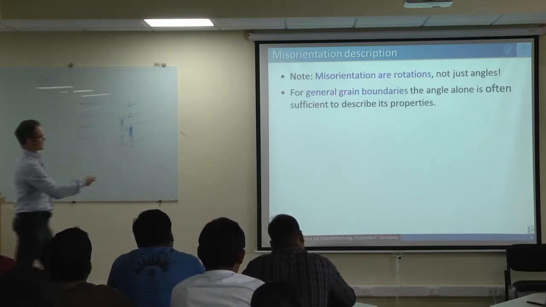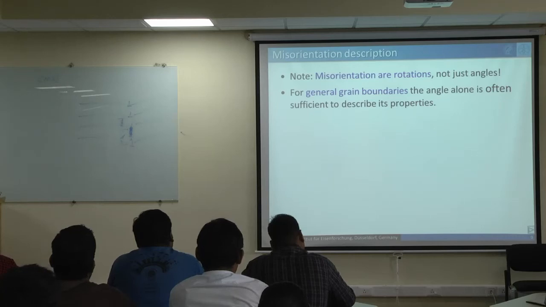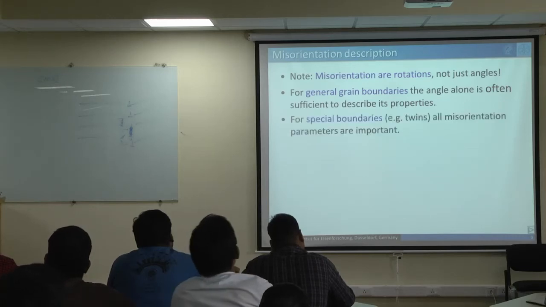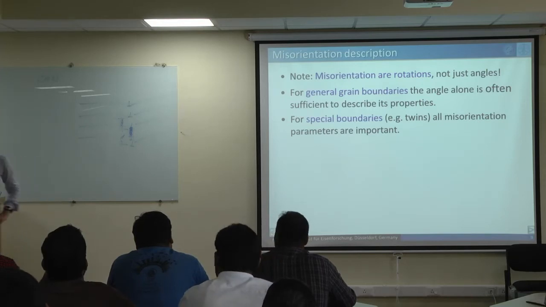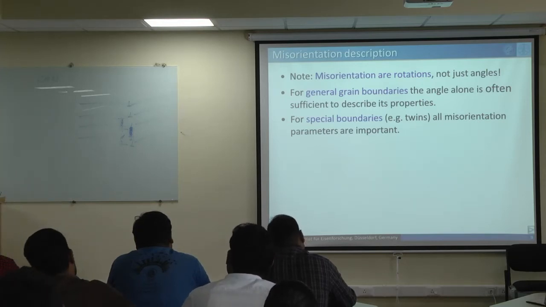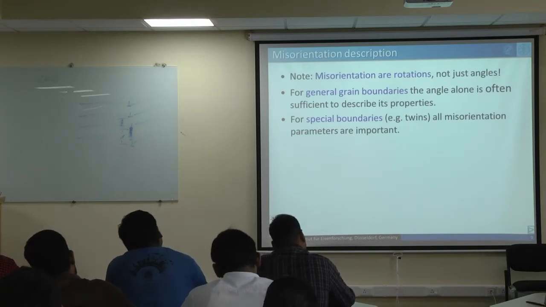For general grain boundaries, the angle alone is often sufficient. But for special boundaries, for example twins, the misorientation needs to be quantified as a whole. You cannot live with only the rotation angle. You need to have the axis as well.